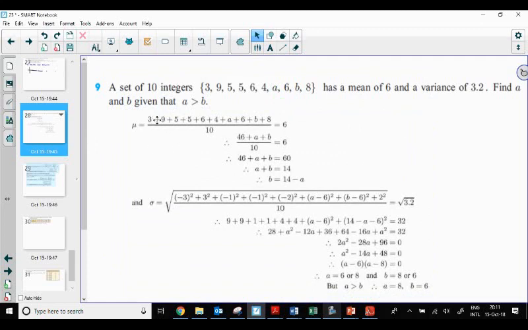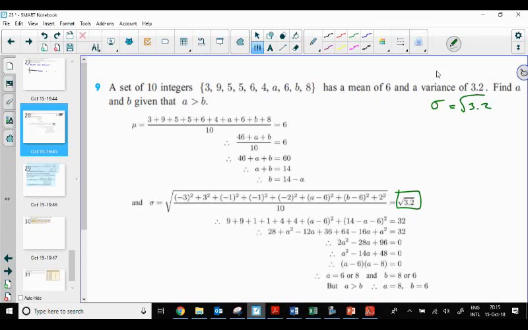We know that we've got 10 data points, so we add them all together, set it equal to 6 times 10, and move some stuff around: a plus b is equal to 14. That's fine. For the variance, okay, the variance is 3.2, which means that the standard deviation is going to be the square root of 3.2. So that's what we've got over here. And on the left, they're actually calculating out what the standard deviation is using the formula. So we've got a square root, and we're dividing by 10 inside because there were 10 data points.